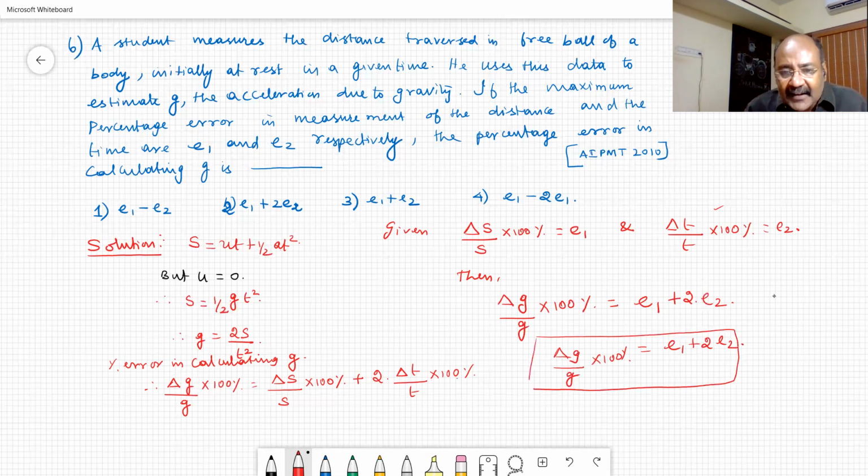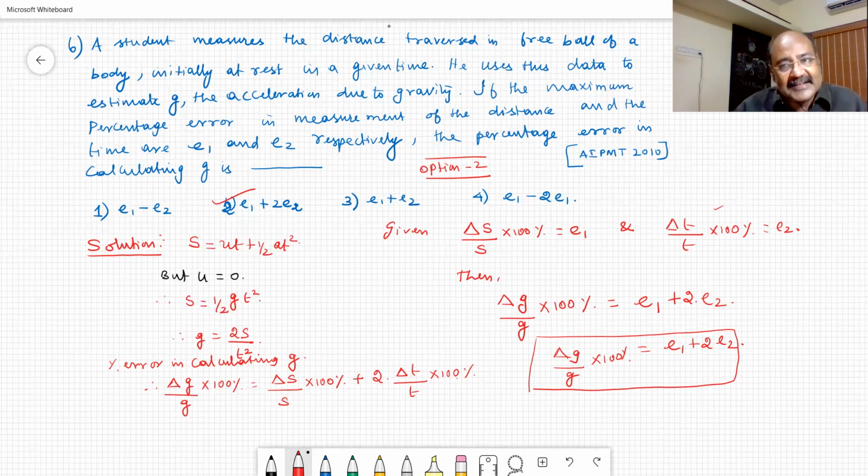If this is the answer, which option is correct? The second option is correct. So I can say option 2 is taken to be the answer. And this problem was already asked in AIPMT, All India Pre-Medical Pre-Dental. Previously it was being called like this. Now it is called NEET. Before NEET, it was being called the All India Examination for the Medical as well as Dental, Pre-Medical Pre-Dental. That is what we call AIPMT. And this was asked in the year 2010. Hope you should have understood this.